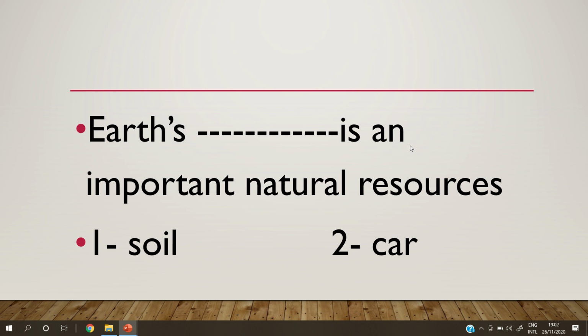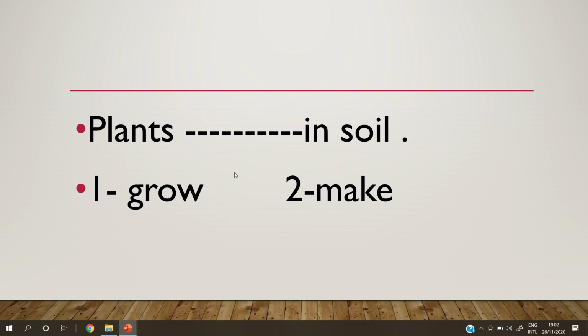Earth is what important natural resource? Is it soil or car? Of course, grade 1, it is soil. You are super. What do plants do in the soil? Do plants grow or make? Plants grow in the soil.